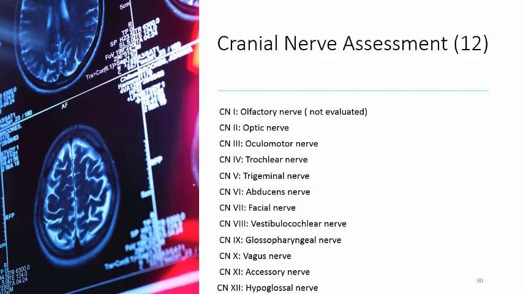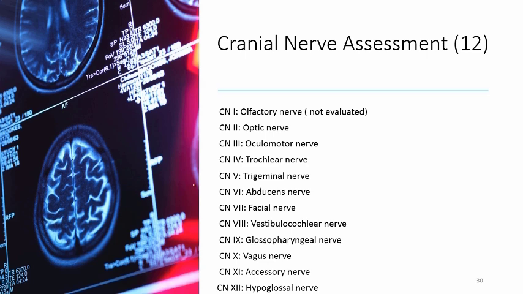So here's our 12 cranial nerves, and obviously we don't MRI all our patients, but sometimes if they have a cranial nerve problem, they need to go for a CT scan or an MRI. But these are the 12 cranial nerves. In general, the first cranial nerve, the olfactory, is not evaluated.